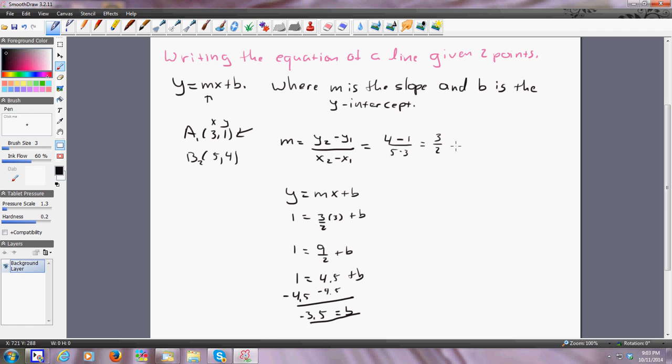I also knew that my m was 3 halves. Well, now I go back and I say y equals 3 halves x plus b, but my b was negative 3.5, which is negative 7 halves. And that's it.